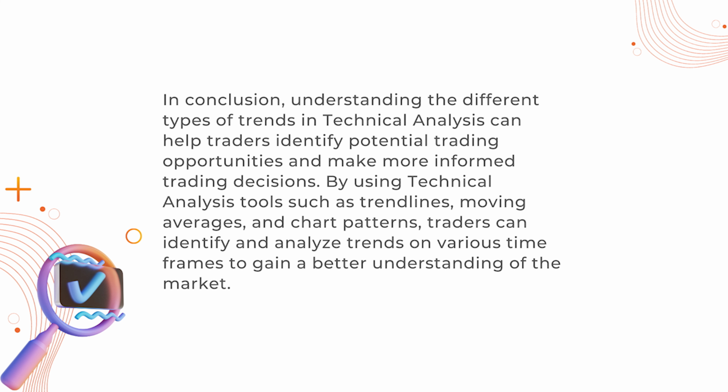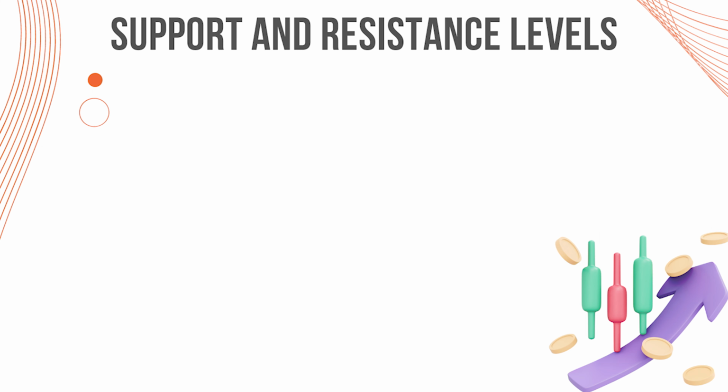In conclusion, understanding the different types of trends in technical analysis can help traders identify potential trading opportunities and make more informed trading decisions. By using technical analysis tools such as trend lines, moving averages, and chart patterns, traders can identify and analyze trends on various time frames to gain a better understanding of the market. Next up, support and resistance levels.